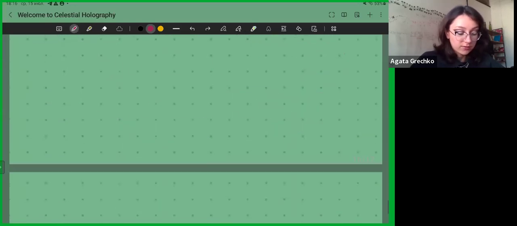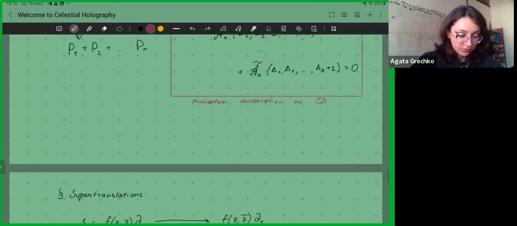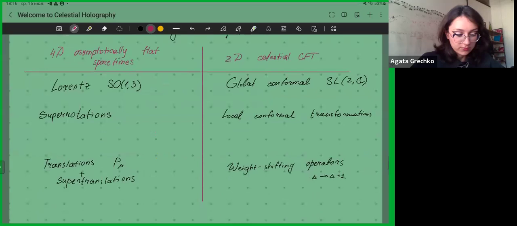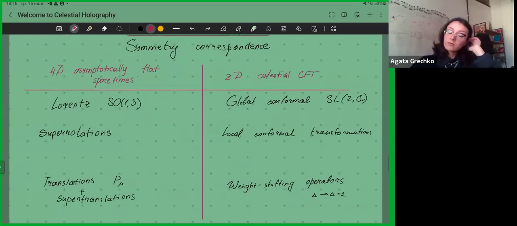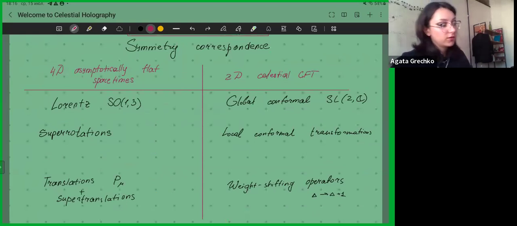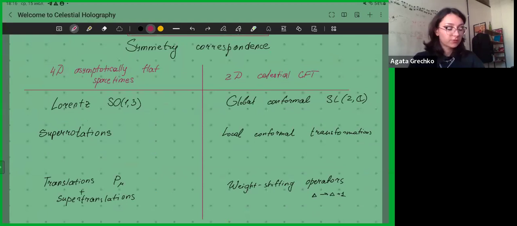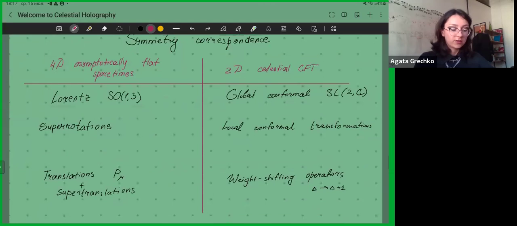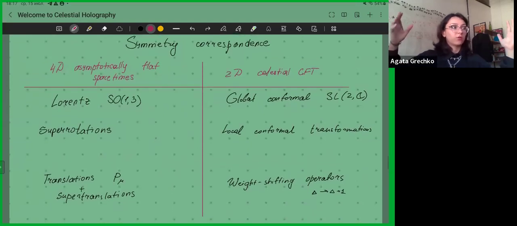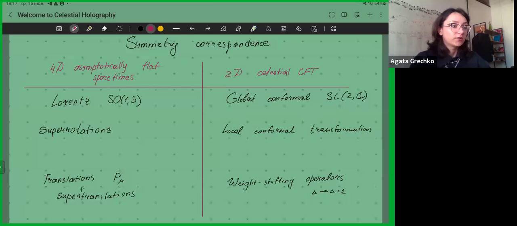Thank you for your attention. I think the most important part is this table here of the holographic duality. If you have any questions, feel free to ask. I hope you appreciated the beauty, because I think right now we are at the peak of celestial holography. So this is the motivation, the full motivation of this celestial holographic correspondence.